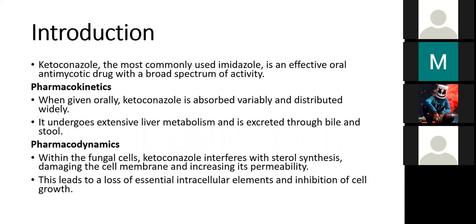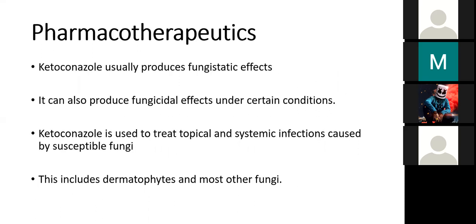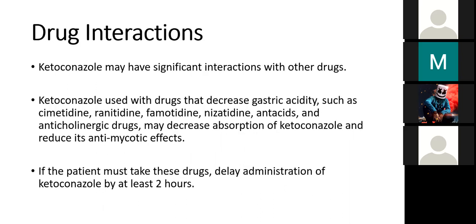So what it does is that it enters the fungal cell and interferes with sterol or ergosterol synthesis. Ergosterol is a steroid component of the cell membrane of the fungus. So once it interferes with the synthesis of the ergosterol, the integrity of the fungal cell membrane will be damaged, and it will increase its permeability, and you will have leakage of intracellular elements out of the cell, leading to inhibition of cell growth and ultimately cell death. So it is mostly used to treat topical and systemic infections, and this includes dermatophytes and most other fungi. The commonest use for ketoconazole is the treatment of tinea capitis.